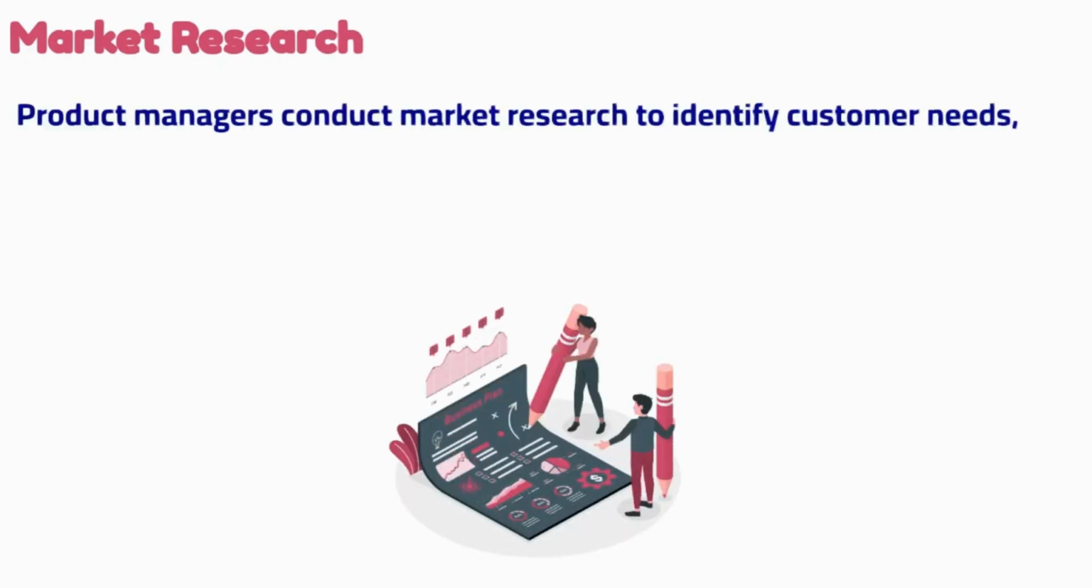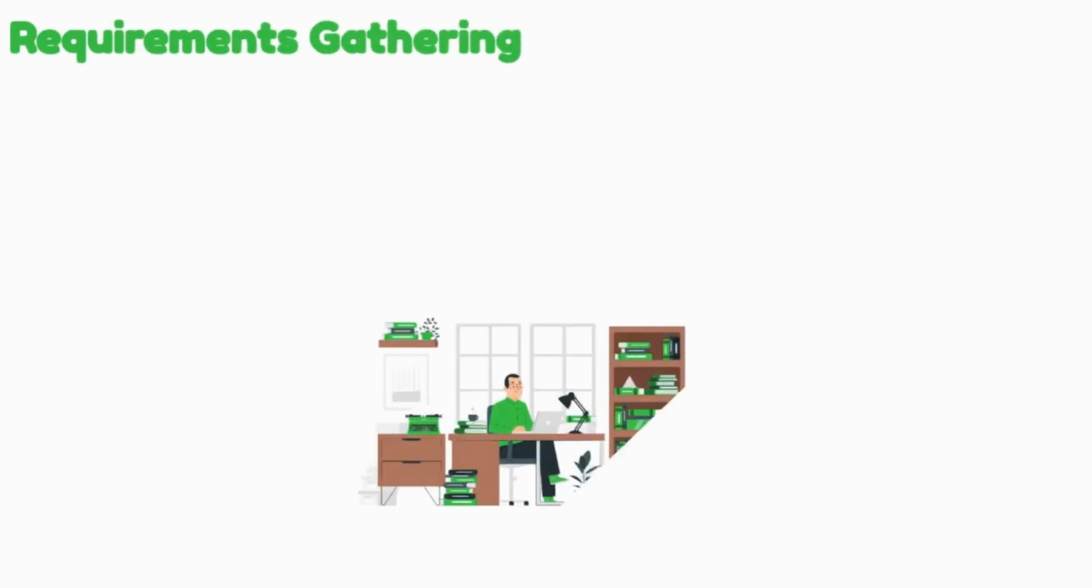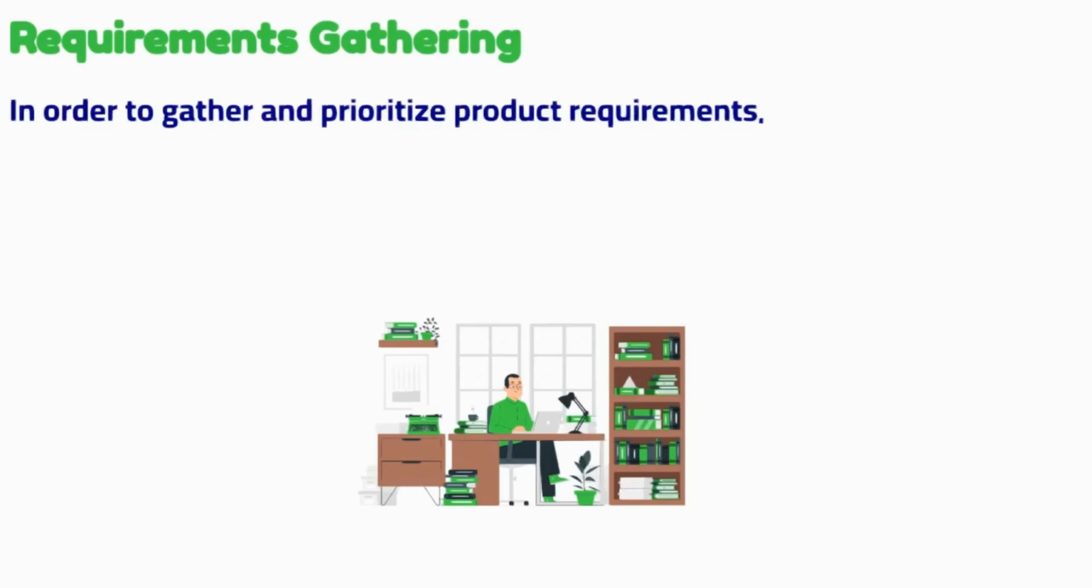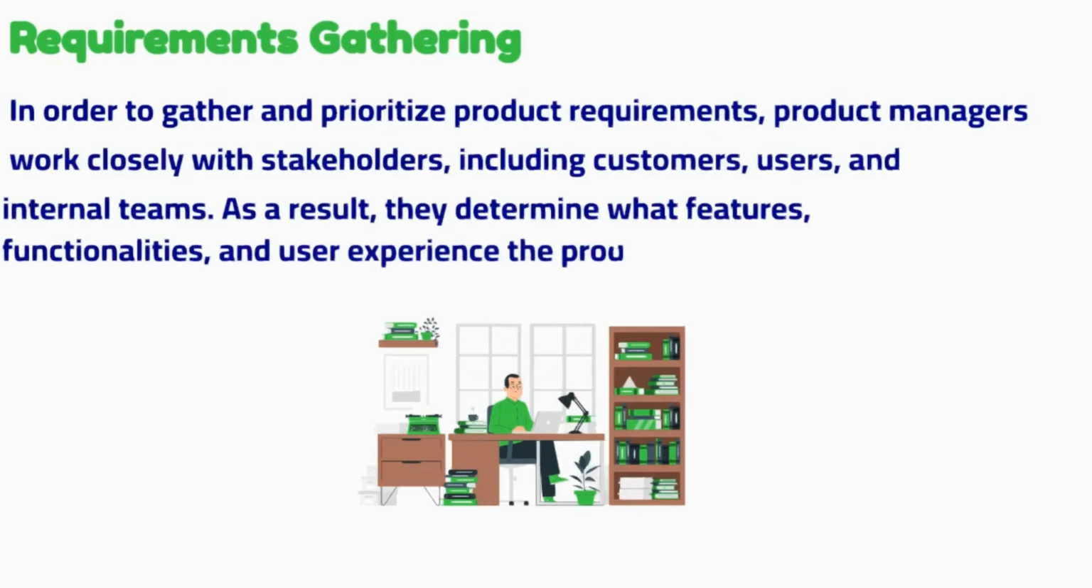As a result, they gather insights that inform product decisions and help ensure that the product meets the needs of the target market. Requirements gathering. In order to gather and prioritize product requirements, product managers work closely with stakeholders, including customers, users, and internal teams. As a result, they determine what features, functionalities, and user experience the product should deliver.